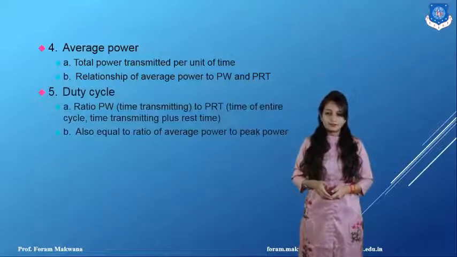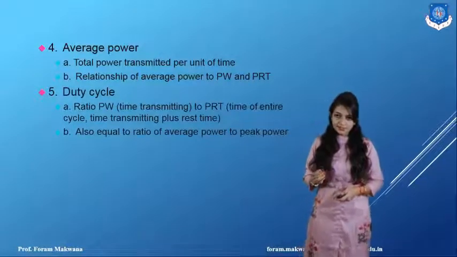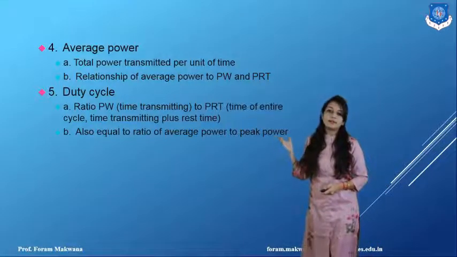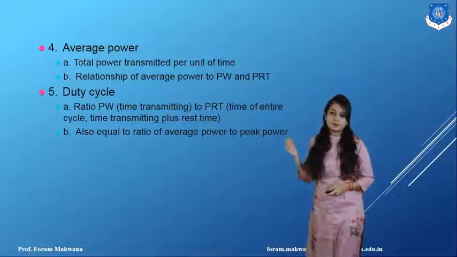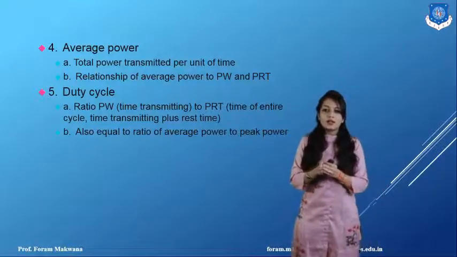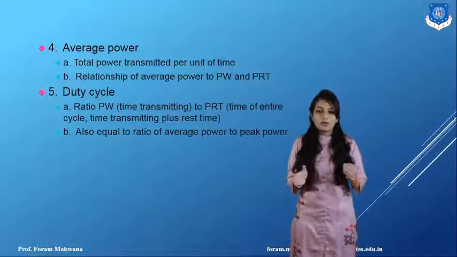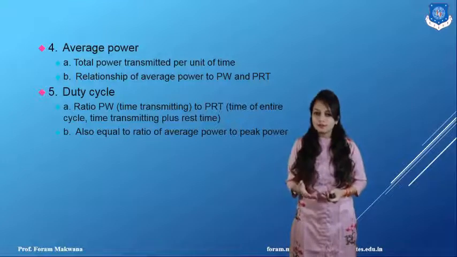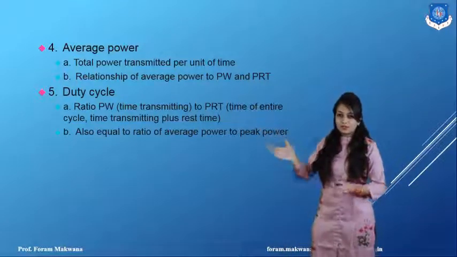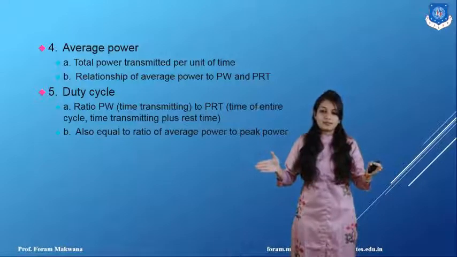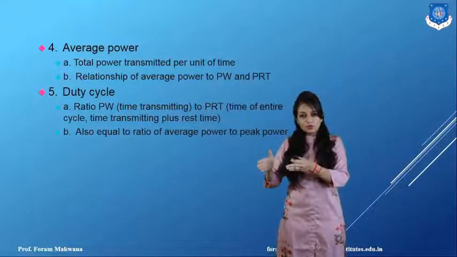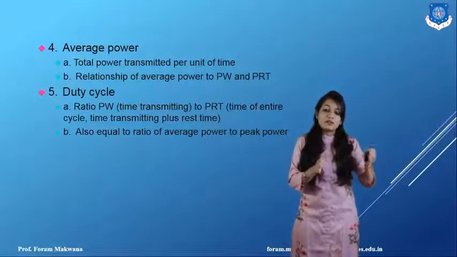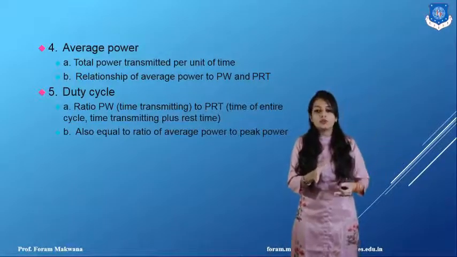Now what is duty cycle? It is the ratio of pulse width and PRT. So what is pulse width? That means the time for which we are going to transmit the signal, or transmit a pulse. PRT means the time of the entire cycle. That means for some period of time we transmit the pulse, and the rest of the period is for resting. That means for that period of time we are going to receive the echo pulse.